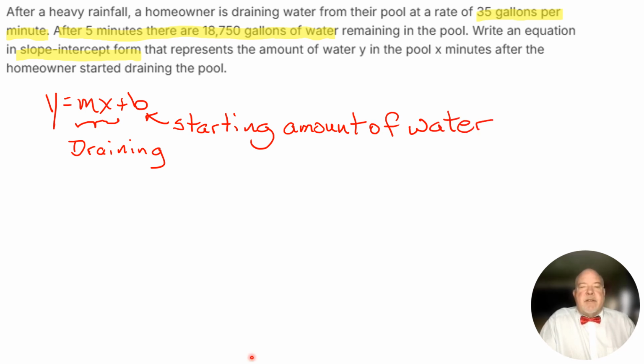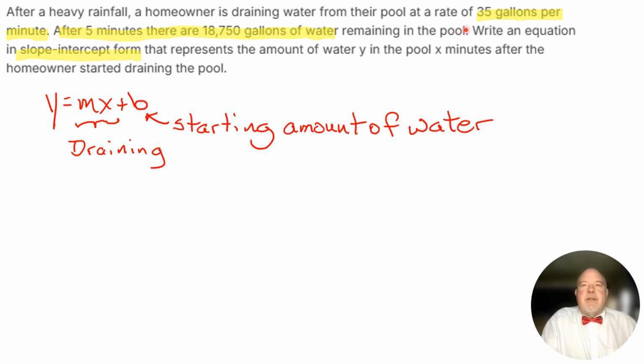So why did I mess this up the first time? Well, the first time I did this problem, for the starting amount of water, I put 18,750, and I didn't even do anything with this 5 minutes. Then I realized, well, this is the amount of water after 5 minutes, not the starting amount. So there's an extra step in this problem where we need to find out how much water was in the pool to start with. And we have enough information here to figure that out.